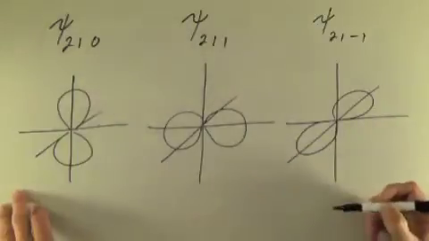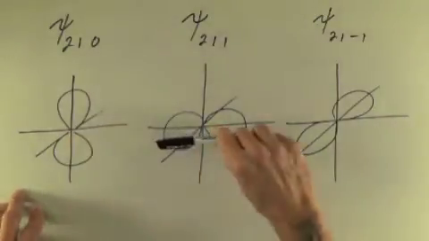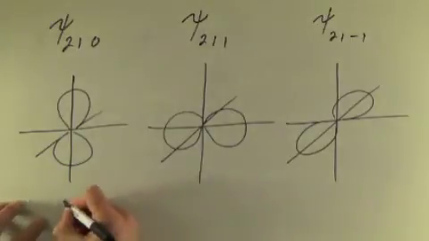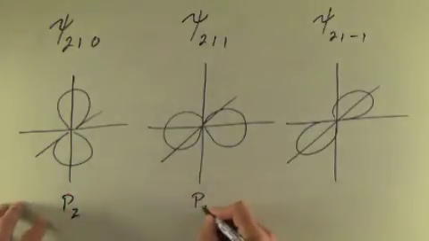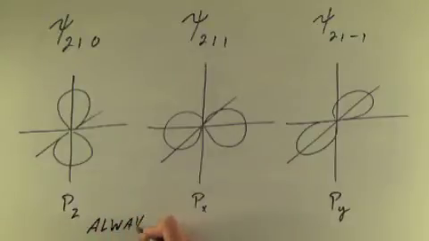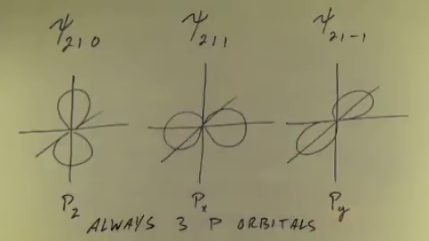These are sometimes called probability surface plots. So you can see how there are these 3 different orientations on these 3 different axes in 3-dimensional space. And you can call these PZ, PX, and PY if you like. And again, p orbitals, regardless of what the n level is, there are always 3 of these. They might look a little different depending on their energy.